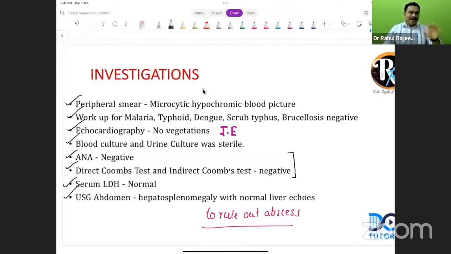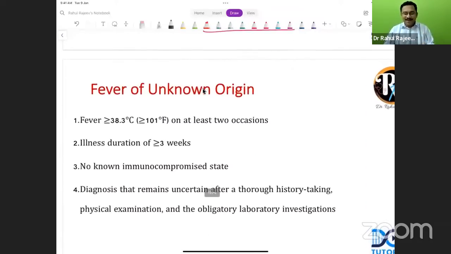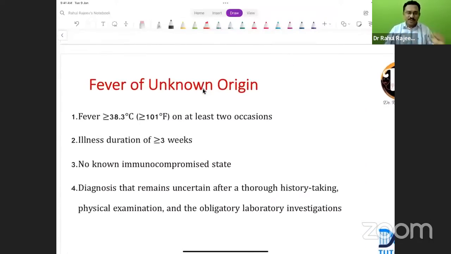Okay. Now, at this point of time, for a clinician, this is a fever of unknown origin. Why do I say this is a fever of unknown origin? Because as per the definition of fever of unknown origin, these are the 4 important points given in Harrison. Number one, fever more than or equal to 38.3 degrees Celsius or more than or equal to 101 degrees Fahrenheit on at least 2 occasions. Point number two, the illness duration should last for more than or equal to 3 weeks.